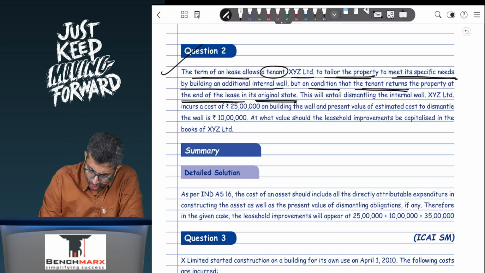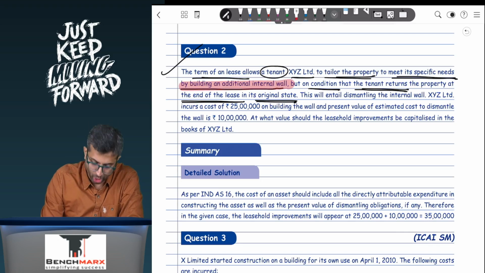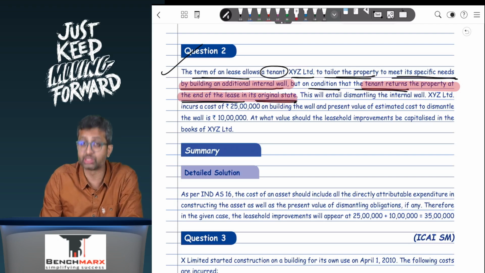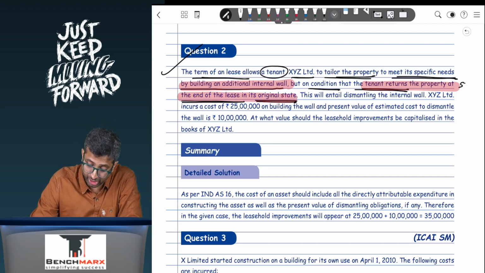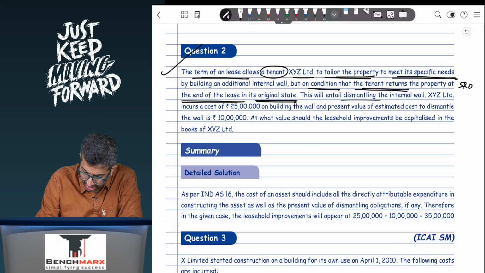Okay, so you have been told that you can tailor the property to meet the specific requirements, that is building an internal wall. So the construction cost of the wall will definitely be a part of the cost, but on the condition that the tenant returns the property at the end in the original state. So is there a site restoration obligation as well? Yes, this will entail dismantling. You don't have to highlight this per se. I am just showing this. Whatever needs to be highlighted, I will tell you. This will entail dismantling the internal wall.